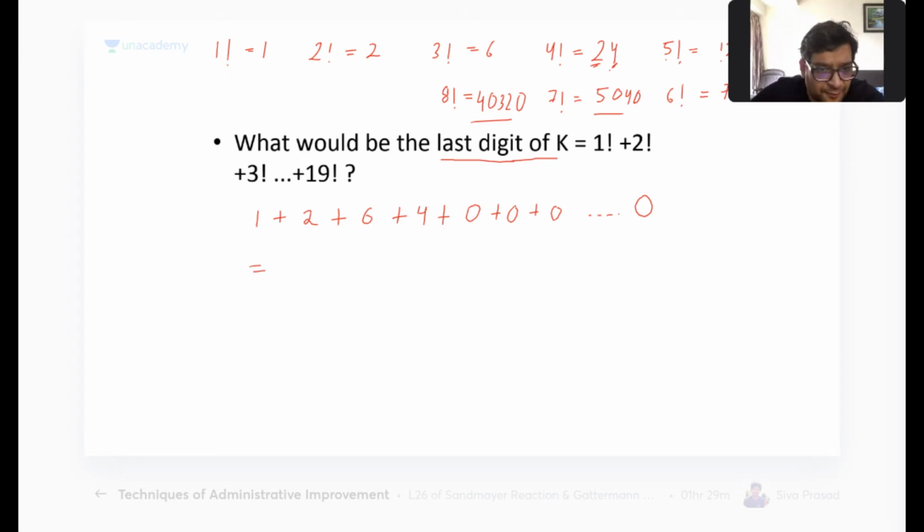1 plus 2 plus 6 plus 4, which is effectively 13. But I don't want 13. I just want the last digit. So the last digit in this case will come out as 3, which is what I believe Saloni had indicated a little while earlier. Are you guys okay with this one?